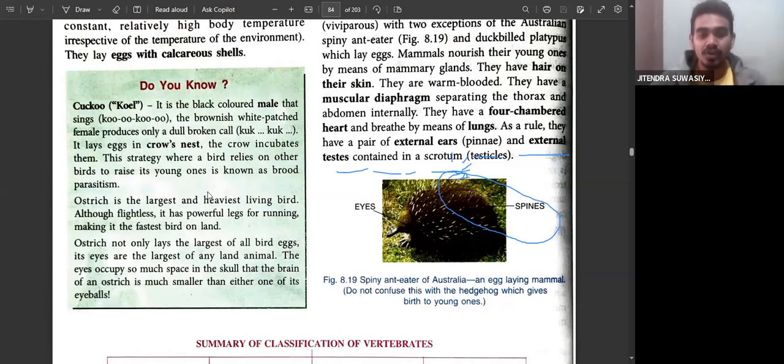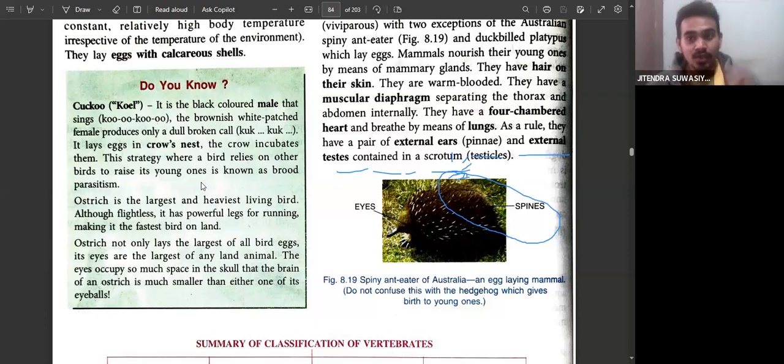It lays eggs in the crow's nest. The koel never builds its own nest. The koel and the crows look somewhat similar in color, though not that much. So what the koel does is lay its eggs in the nest of the crows, and whatever eggs of the crow are present in that nest, it throws them out and lays its own eggs.